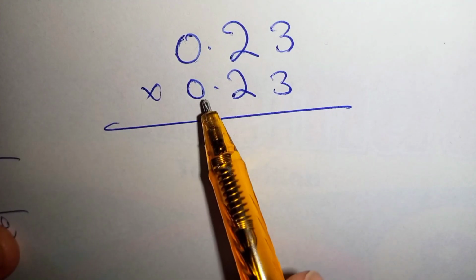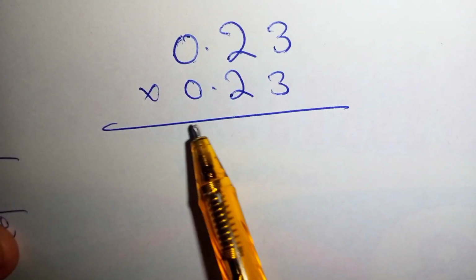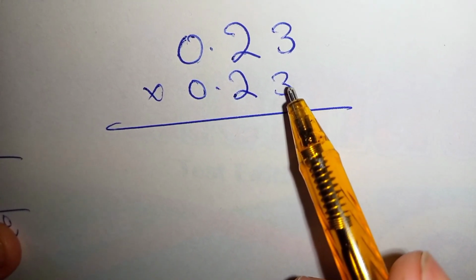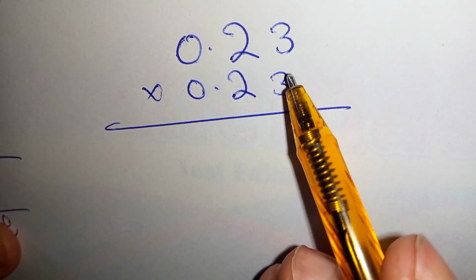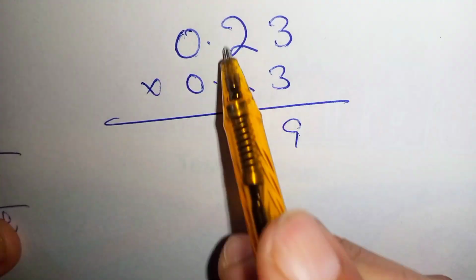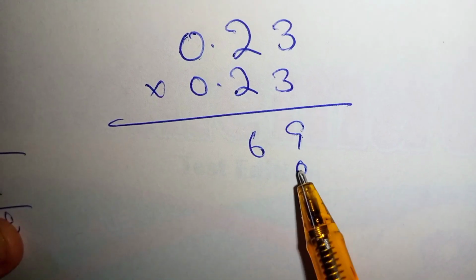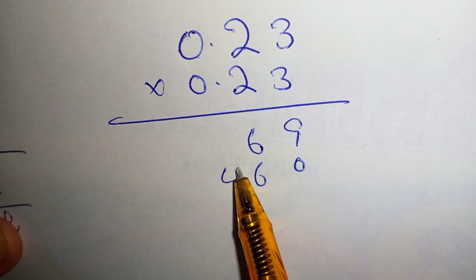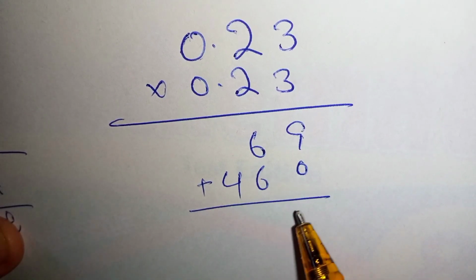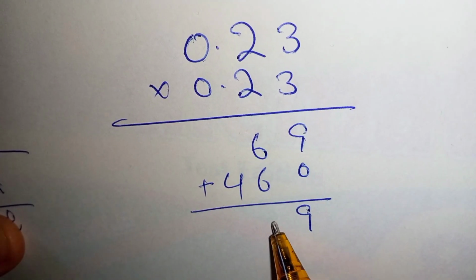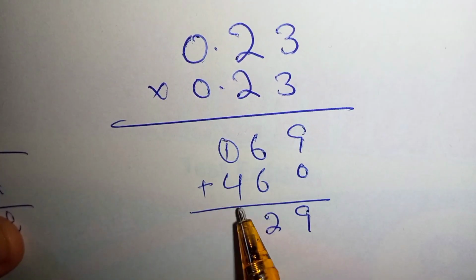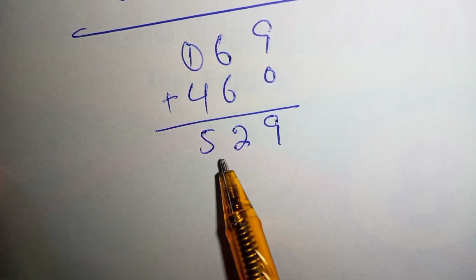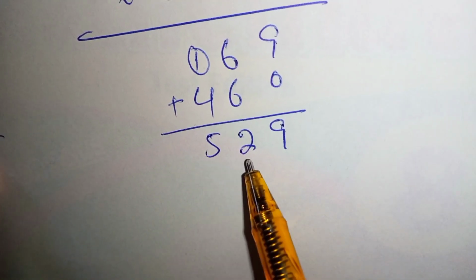Here is another example in which we multiply 0.23 with 0.23. So again we will treat them just like whole numbers. So 3 times 3 is 9 and 3 times 2 is 6. 2 times 3 is 6 and 2 times 2 is 4. Now we will add up these terms. So 9, 12, write 2 and carry 1, which becomes 1 plus 4 is 5. So the answer is 529.